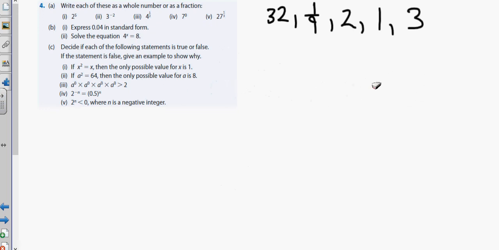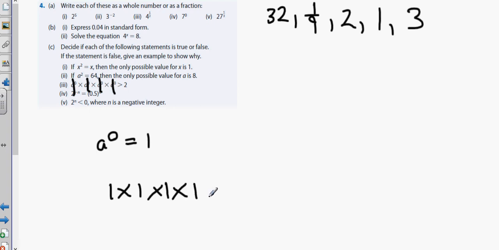Number 3. A to the power of 0 is greater than 2. Well, we know that a to the power of 0 equals 1. So what it's basically asking us is 1 multiplied by 1, multiplied by 1, multiplied by 1. And we know that when you multiply 1s by each other, the answer is 1. 1 is not greater than 2, therefore it's false. Okay, next one.